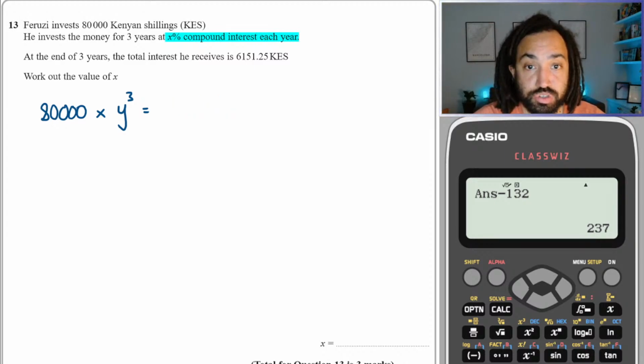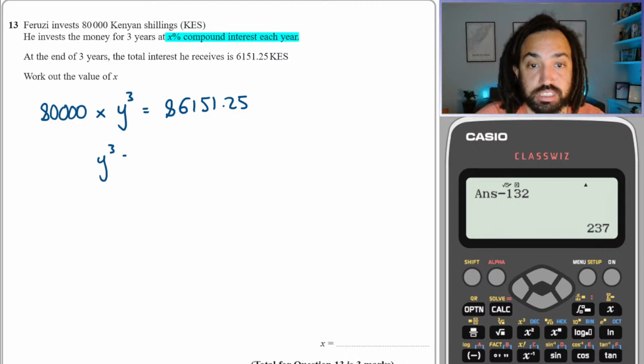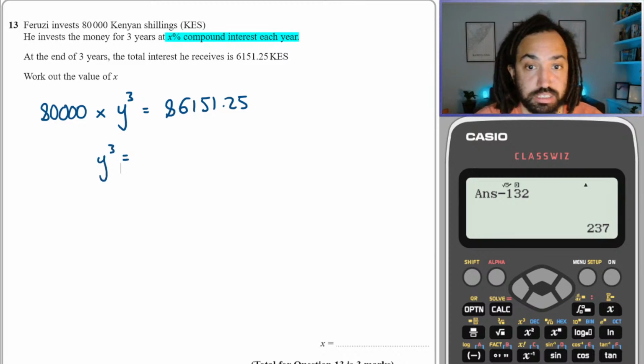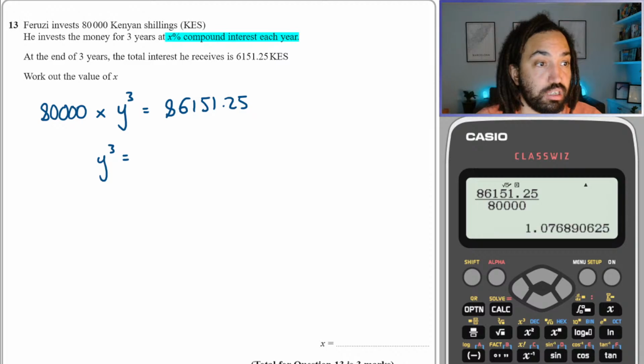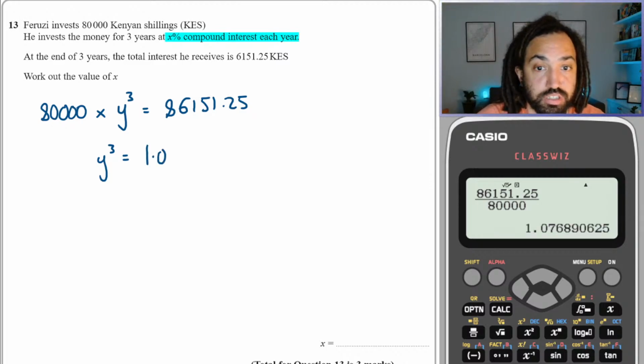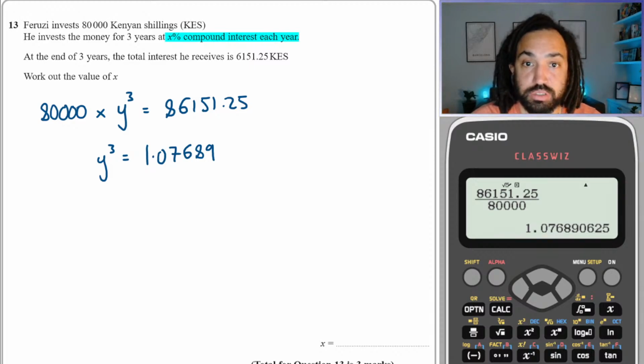So if that's the total interest, then that means that in fact the amount of money that will be in the account, you need to add on the original 80,000. Okay, so if I divide through by this, I could do 86151.25, and I could divide it by the 80,000. This gives me 1.07689.